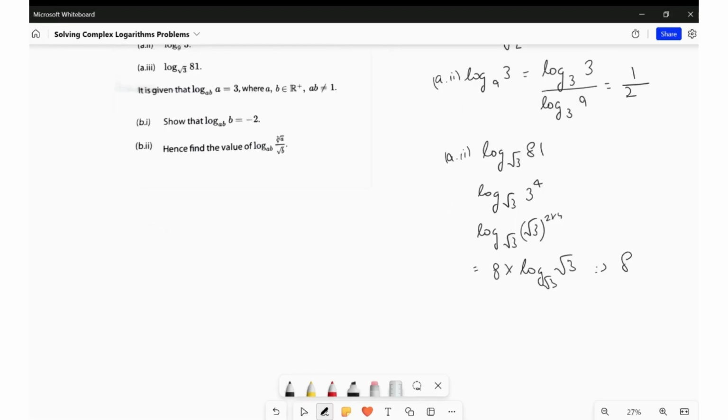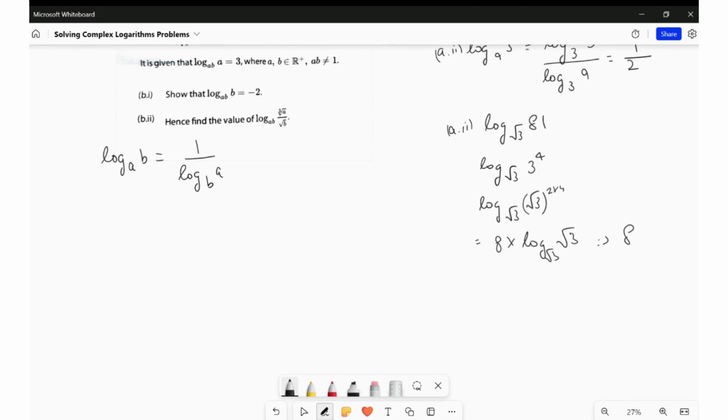Now for the next part, within the same question, we are given that log a base ab is 3. We need to show that log b base ab is minus 2. For this, we first have to use one of the properties, which I will restate here. We are given log b base a, we can write it as 1 by log a base b. This is one of the properties which you might have come across, but I restated it for your convenience.